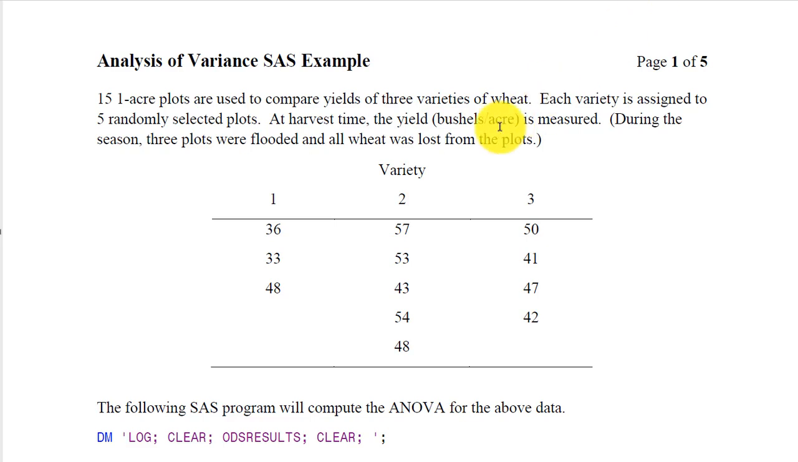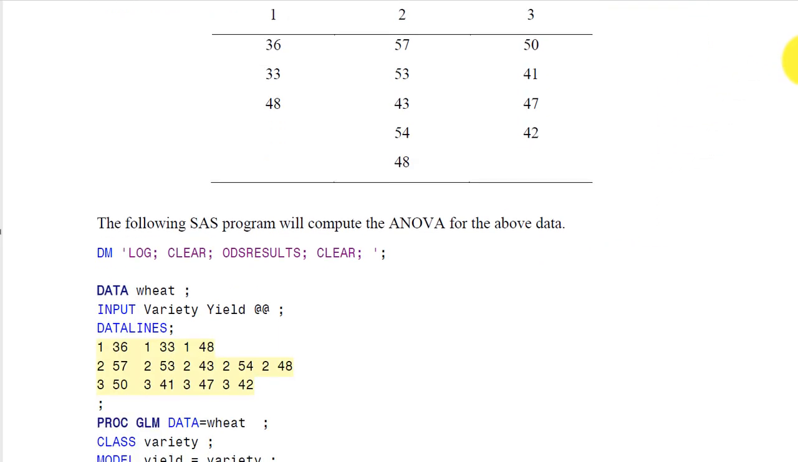So what I have here is a table with the data. Variety 1 had 3 observations, and so 2 missing due to the flood, it says. Variety 2 has all 5 measures, and variety 3 has 4 measures. So this is the information we want to pass into the program, and so then we have a program.